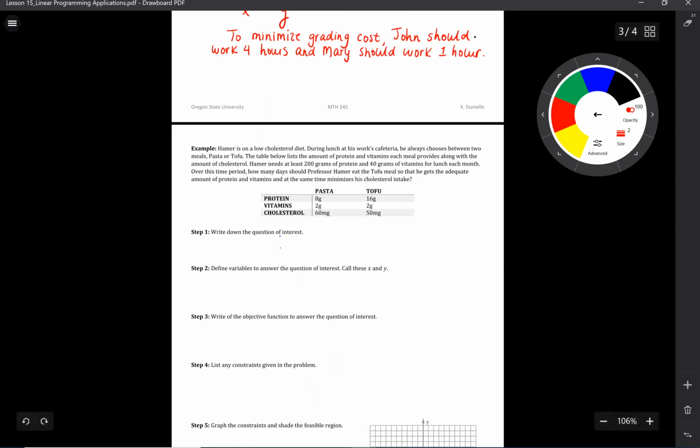So my question here is, how many times should Hamer eat tofu?